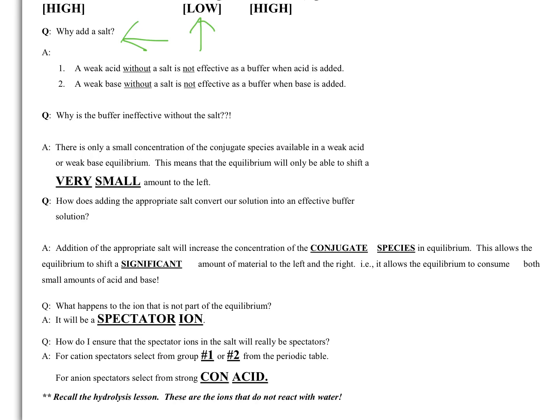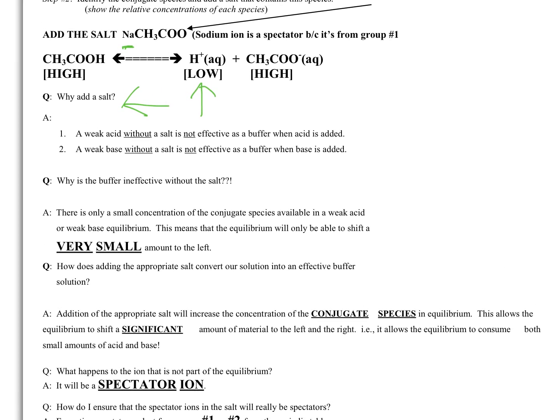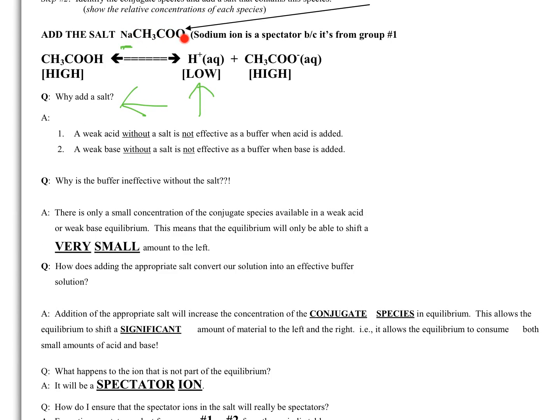Remember when we were talking about hydrolysis, which ions actually affect the water? Well, it's things that come from weak acids and weak bases. So you want to choose ions that definitely come from strong acids or strong bases, so they do not have an effect on the pH themselves. You want them to be independent of affecting the pH. The only reason we add the salt, like in this case, was to increase the concentration of the conjugate ion.